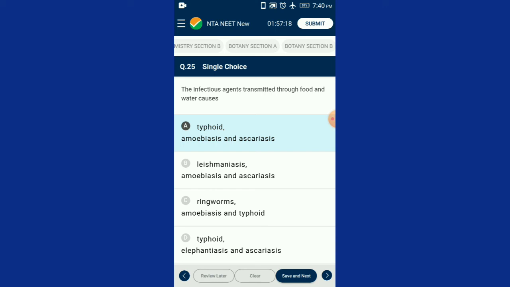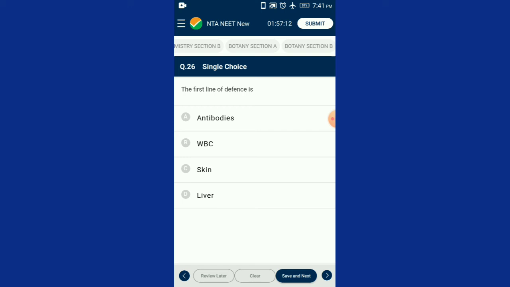Question number 26. The first line of defense is skin. The skin acts as main barrier between invaders, that means pathogens, and our bodies. Mucus coating of the epithelium lining the respiratory, gastrointestinal and urogenital tracts also help in trapping microbes entering the body. So the answer is option C, skin.